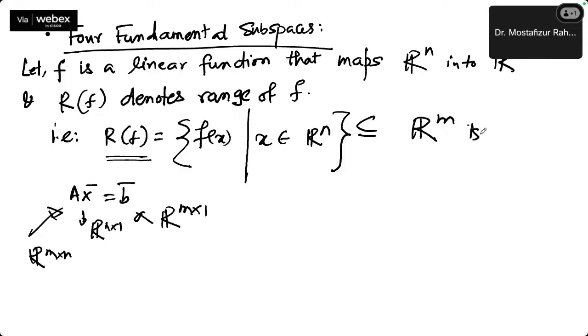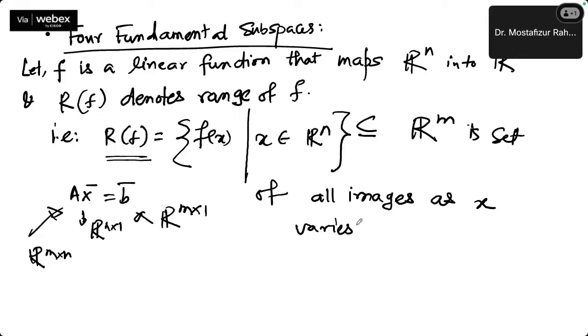So it is the set of all images as x varies freely over Rn. If x varies freely over Rn, then R(F) will vary over Rm. Okay, so this is the condition. Let's assume all these things. Then what do we say?